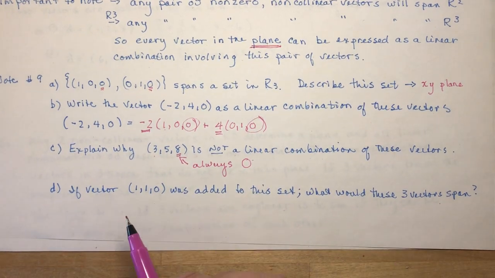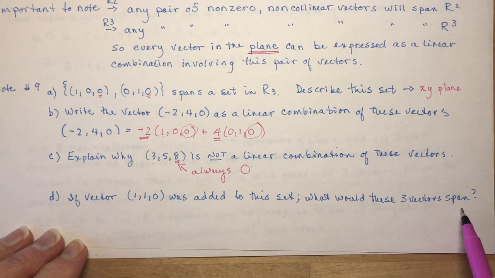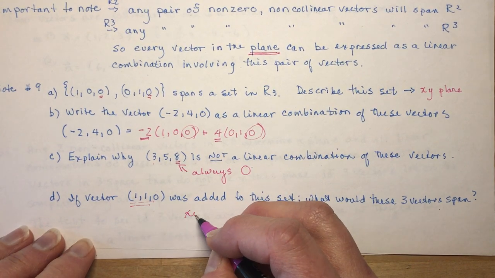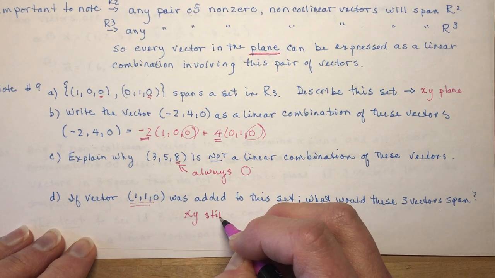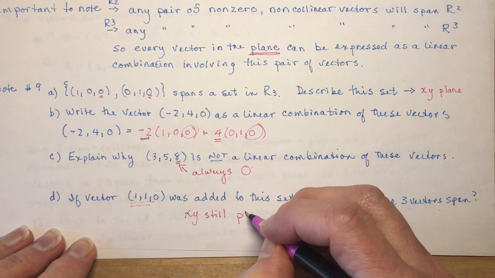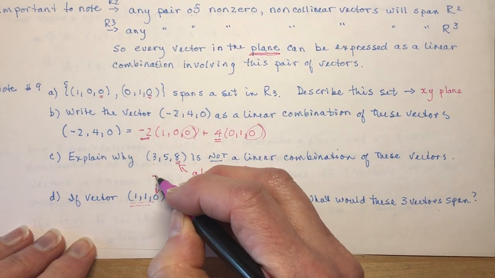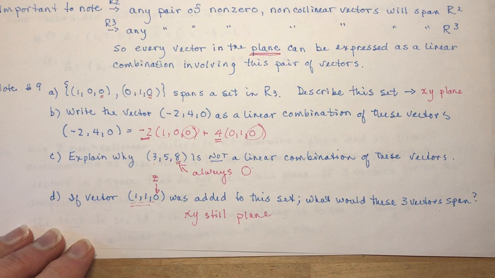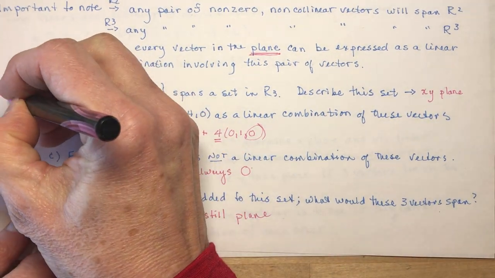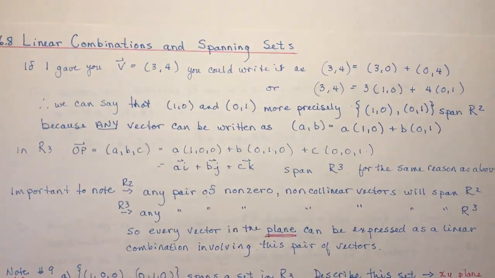And then it says, if vector 1, 1, 0 was added to this set, what would these three vectors span? Well, this isn't going to help at all. I'm still on the XY plane, because I have 0 for Z. Z is 0. I'm not going up or down in any direction. So I wanted to go over this one because I think it covers a few of the points that might help make this a little more clear for you.